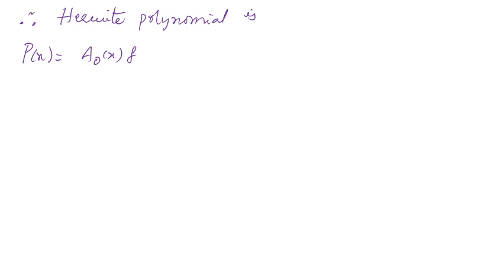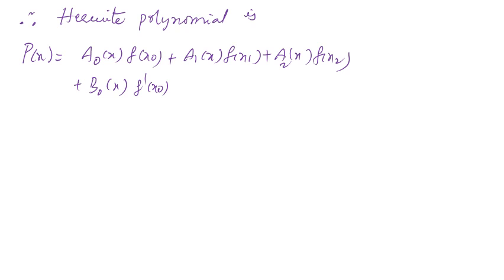Okay, therefore the Hermite polynomial. Substituting in the Hermite polynomial formula, p of x equals, what is the formula, a0(x) into f of x0, that means f0, plus a1(x) into f of x1, plus a2(x) into f of x2, plus b0(x) into f dash of x0, plus b1(x) into f dash of x1, plus b2(x) into f dash of x2. Okay, substitute every value, you know everything: a0, b0, and all values substitute here.